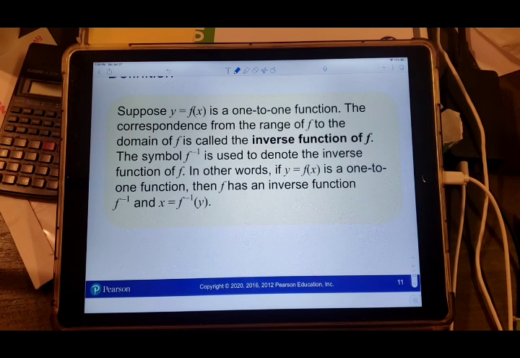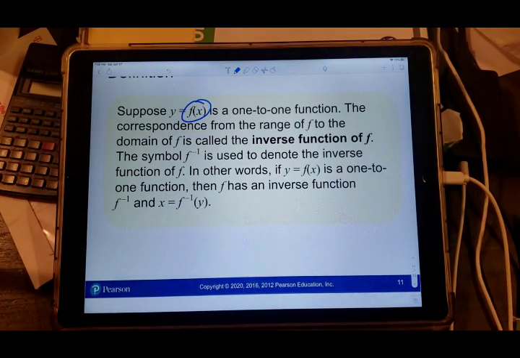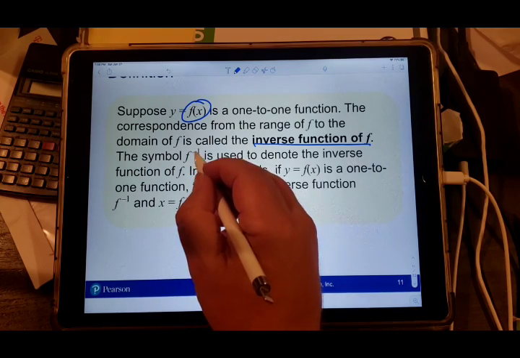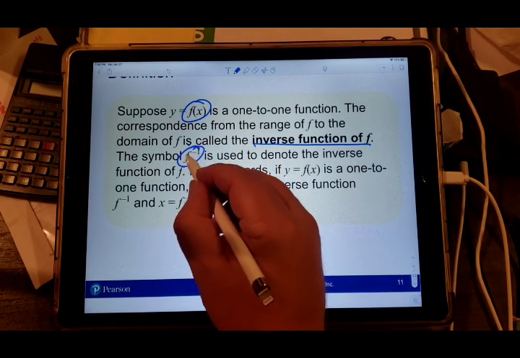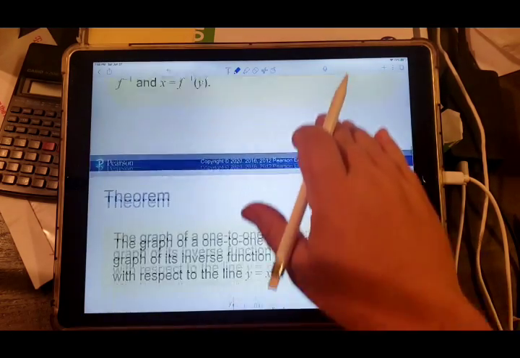So here's some notation. All right. So if a function is 1 to 1, we call it f of x, and it will have an inverse function, and our notation for that is f inverse x. So a 1 to 1 function will have an inverse function.